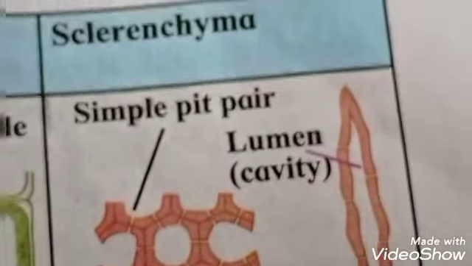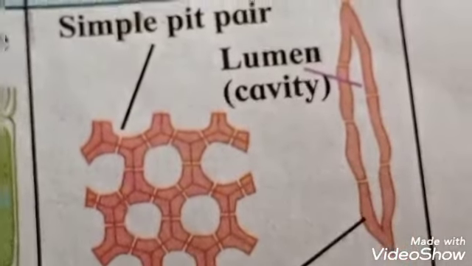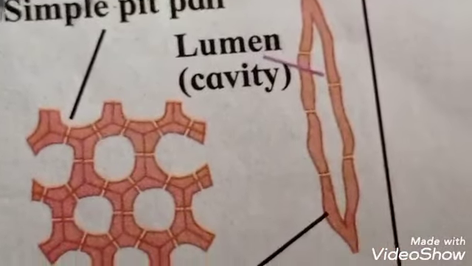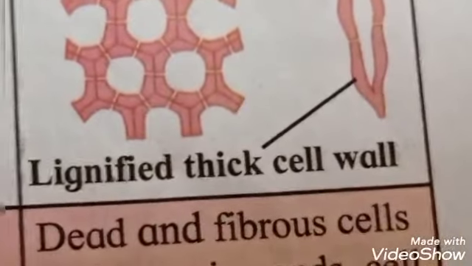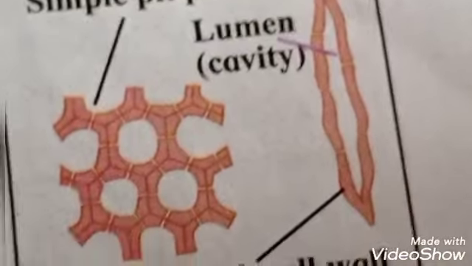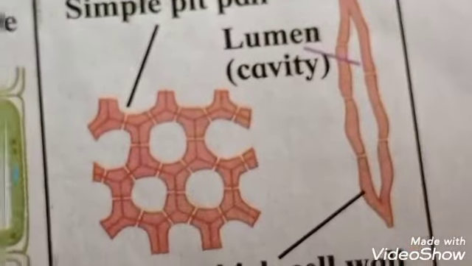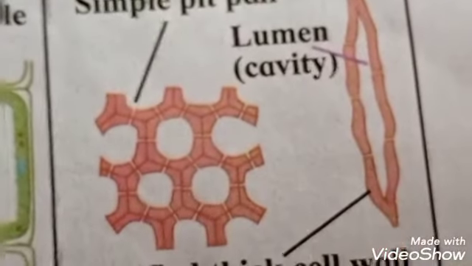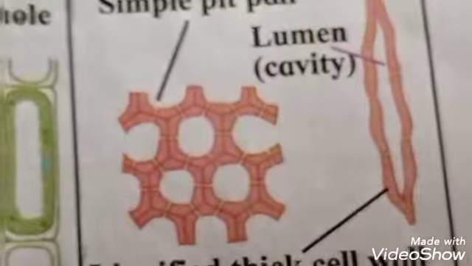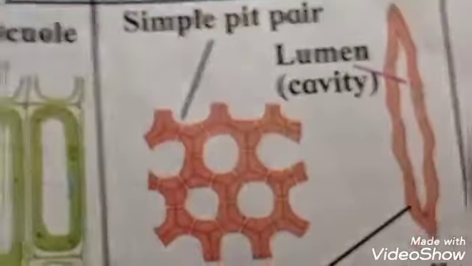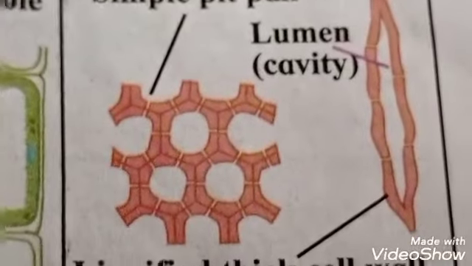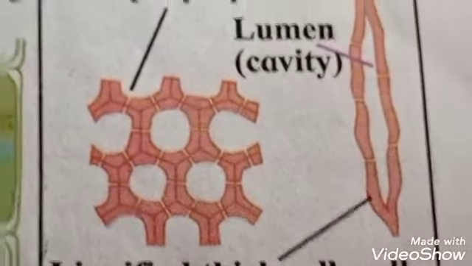Third is sclerenchyma, a simple permanent tissue with a lignified thick cell wall. Dead and fibrous cells with tapering ends; the cell wall contains lignin. Location: stem, veins of leaves, hard coats of seed, outer covering of coconut. The function is giving strength and rigidity to parts of the plant.